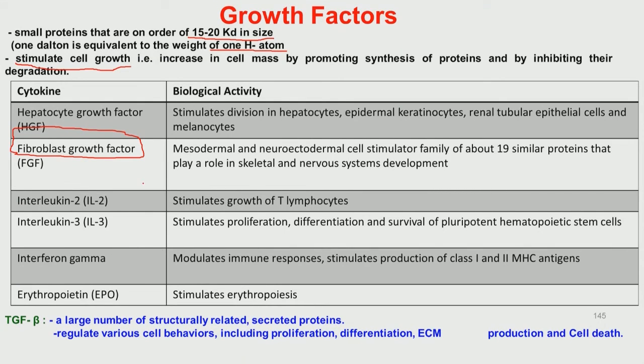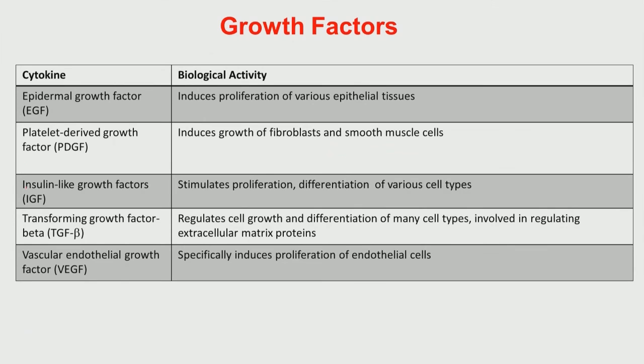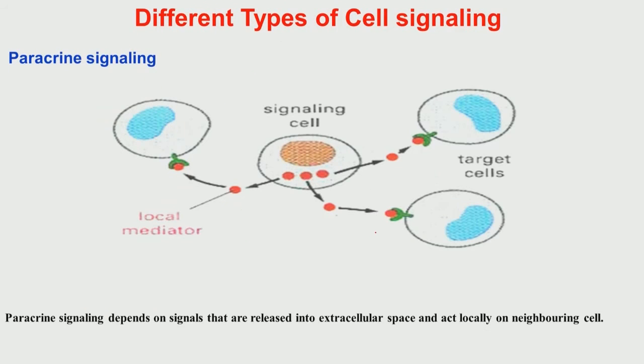One is fibroblast growth factors, which are responsible for skeletal and nervous system development. You have insulin like growth factors, and another one is transforming growth factor beta, which regulates cell growth and differentiation of many cell types. These three growth factors are perhaps useful to remember in the context of bone tissue engineering applications. So, this is what I was mentioning.